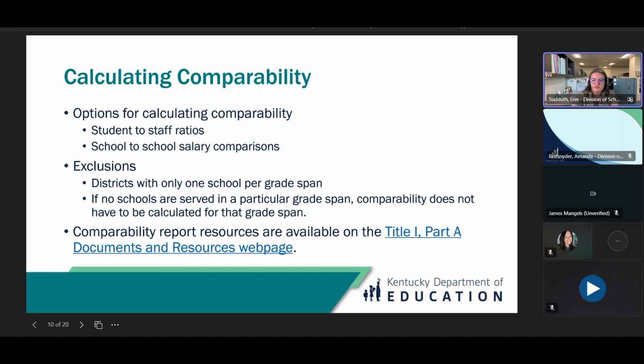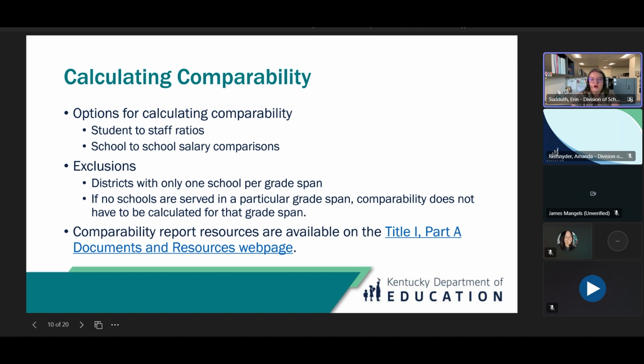And we have several resources to support you in the completion of the comparability report. And we'll talk about where to download the report Excel workbook on the next slide. But the other available resources are all on our Documents and Resources webpage. And that includes the checklist. That just allows you to see what your KDE consultant uses when they review and hopefully approve your comparability report.